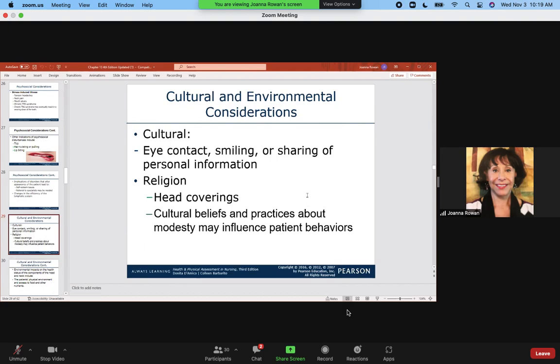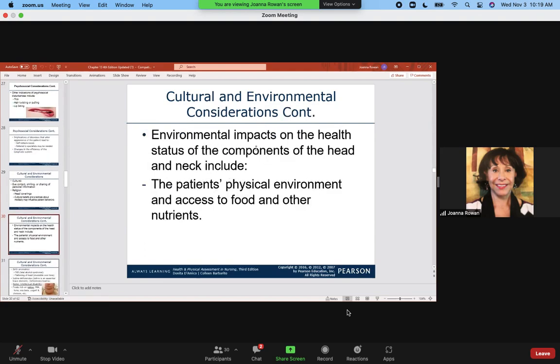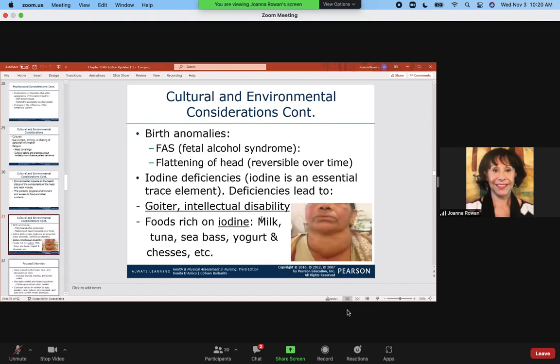So this is knowledge in general that you will have whenever you are conducting a physical assessment. Environmental impacts on the health status of the components of the head and neck include the patient's physical environment and access to food and other nutrients, which is very important. Nothing on FAS, which is fetal alcohol syndrome.